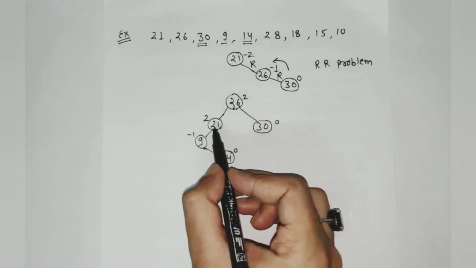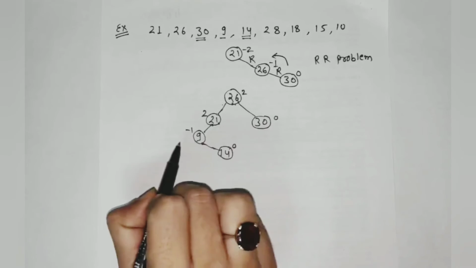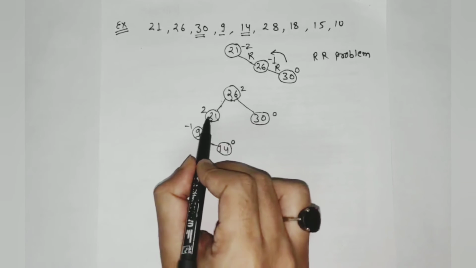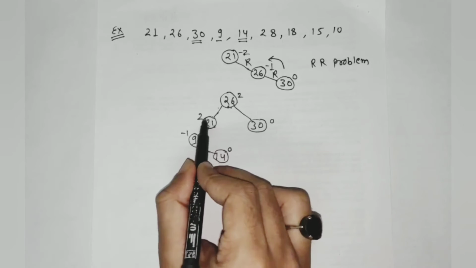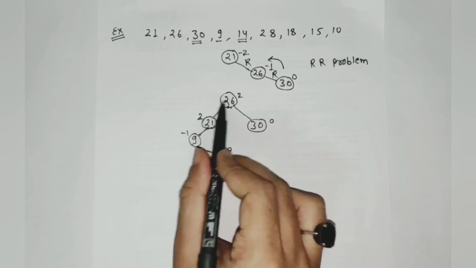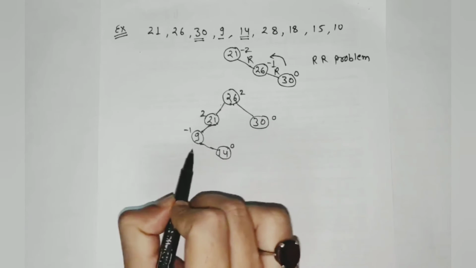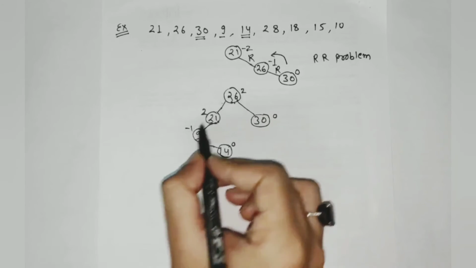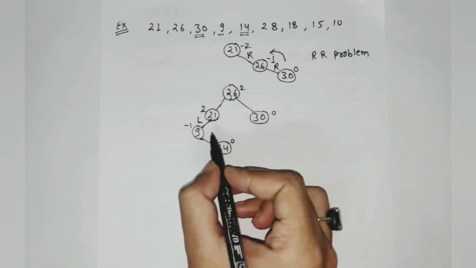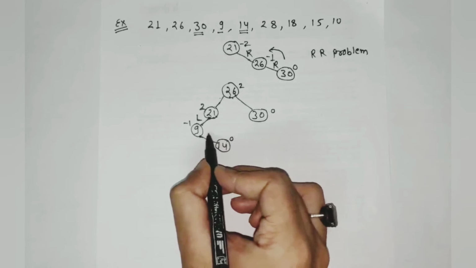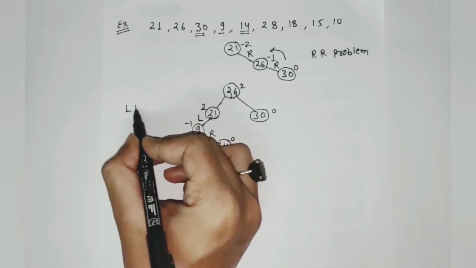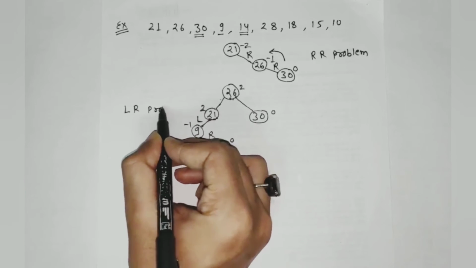So we will check that balance factor is not satisfying because balance factor is 2 on this node and 2 on this node. So we will check first which node is making the problem. So problem is starting from here only. After that here. So first we will solve this one. Now if I see here the left hand side node is making the problem. After that it is right. So it is LR problem.